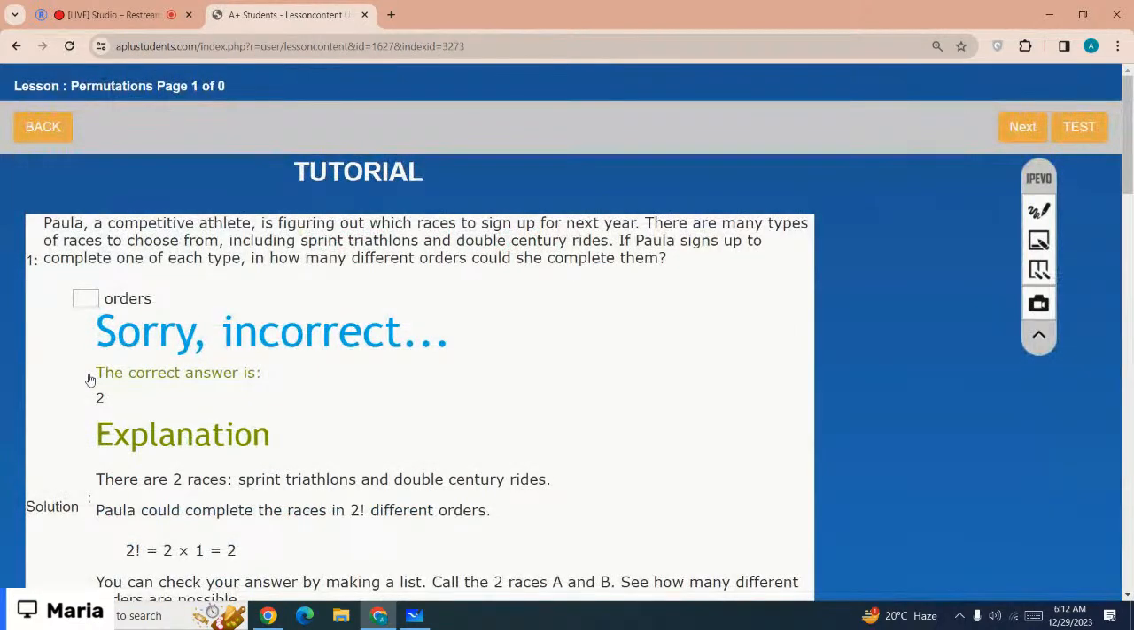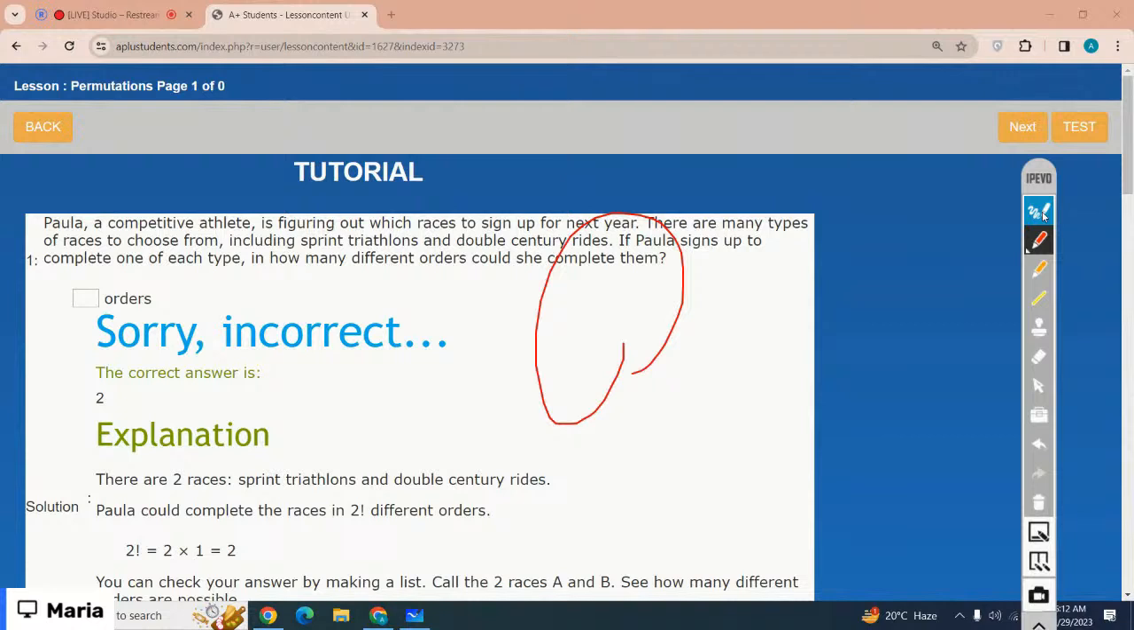So what are permutations? Let's start with an example. Paula, a competitive athlete, is figuring out which races to sign up for next year. There are many types of races to choose from, including sprint triathlons and double century rides. If Paula signs up to complete one of each type, in how many different orders could she complete them?